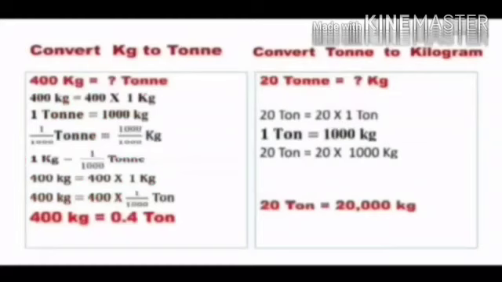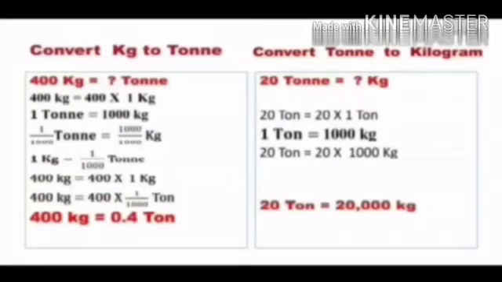Let us see how to convert kilogram to ton and ton to kilogram. The basic relation between ton and kilogram is 1 ton equals 1000 kilogram. From the basic relation, we can write 1 kilogram equals 1 over 1000 ton. That is 1 kilogram is 1000th of ton.